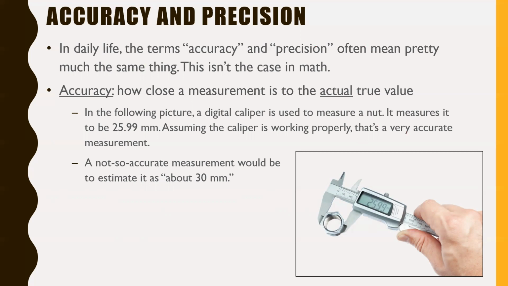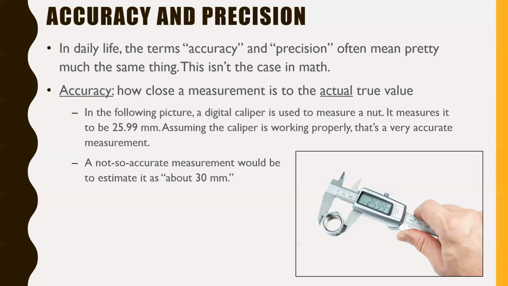Accuracy refers to how close a measurement is to the actual true value. When you measure something, you're kind of liable to make a little bit of a mistake. You might be off by a little bit. There's a true measurement that actually exists that maybe you didn't measure perfectly accurately to. So in this picture here that I put in here, a digital caliper, which is that device there, is used to measure a nut. It measures it to be 25.99 millimeters, which sounds like a pretty accurate measurement.